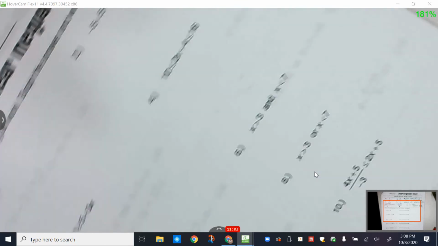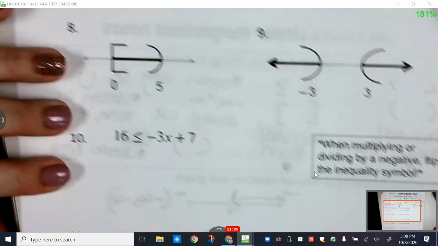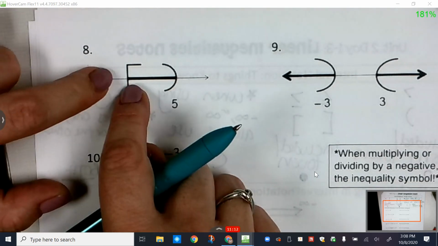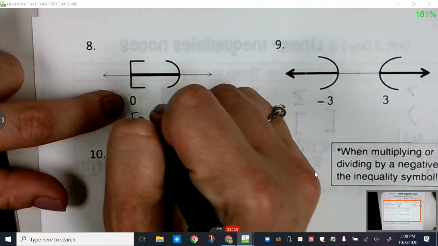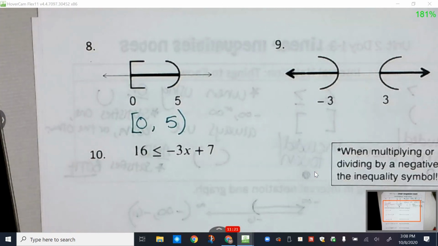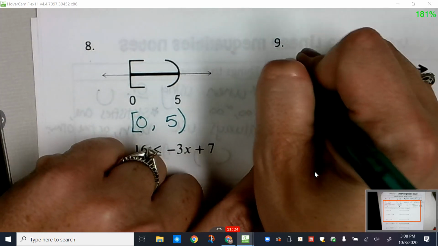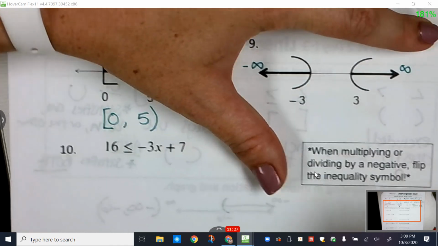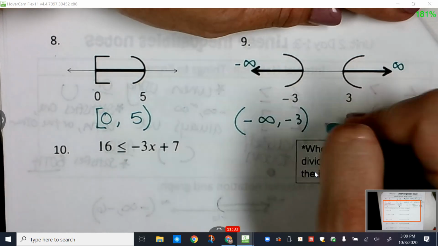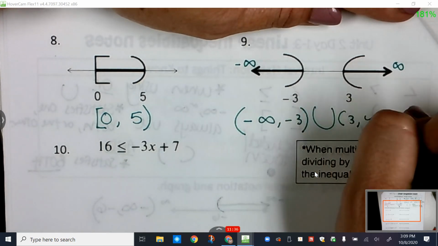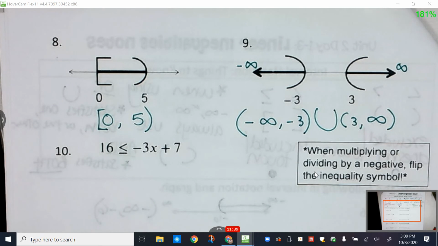Go ahead and flip. Now, when it's already shaded for us, and we're not doing the shading, we're going to assume that this is the answers. Y'all, this is already done for us. Fancy bracket, 0 goes to 5 with a parentheses. Now this goes to the left forever, which is negative infinity, and the right forever, which is positive infinity. So left to right, negative infinity to negative 3 with a parentheses, or 3 to the right forever with an infinity, which always has a parentheses. Okay, so that was just kind of a review from graph to answer, interval notation.